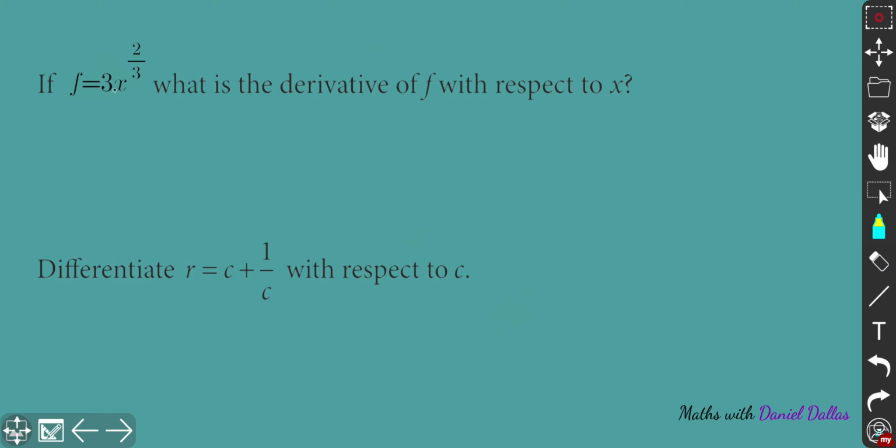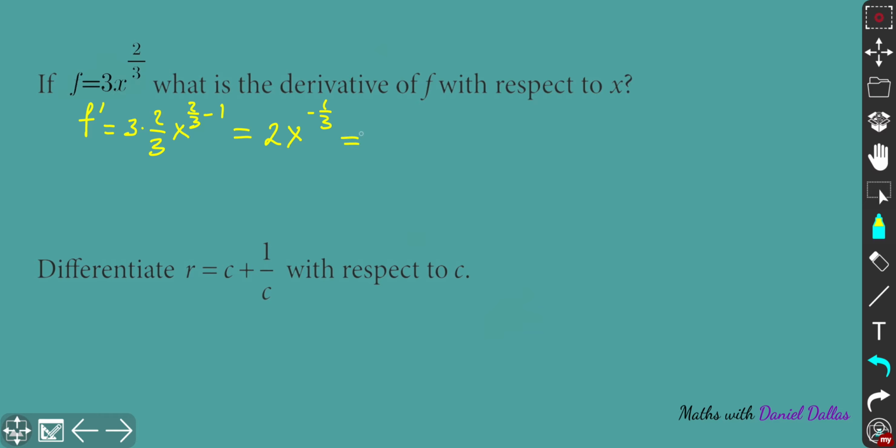So we are given that f is 3x to the power 2 over 3. What is the derivative of f with respect to x? So in other words, we just need to differentiate and find the derivative of that. So we'll get 3 times x to the power 2 over 3, taking the derivative: 3 times 2 over 3, and x goes with the power 2 over 3 minus 1. So 3 and 3 will cancel, so we're left with 2x, and the power 2 over 3 minus 1 is going to be 1 over 3 with a negative sign, negative 1 over 3.